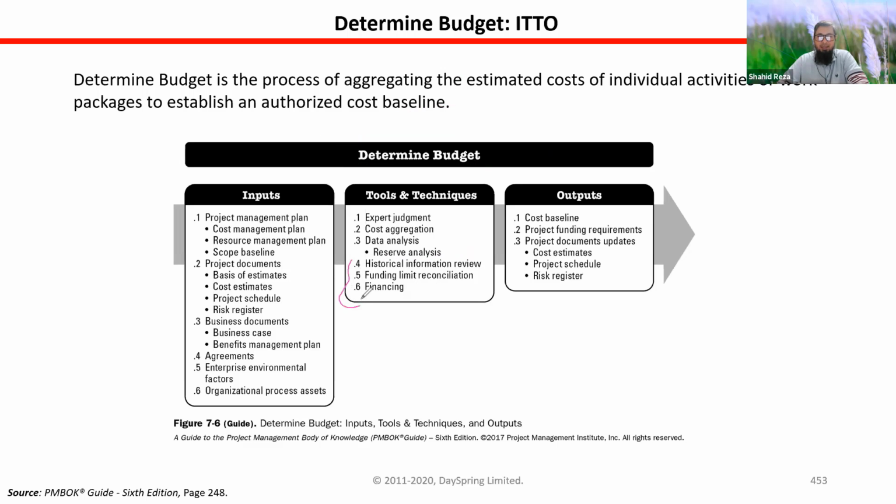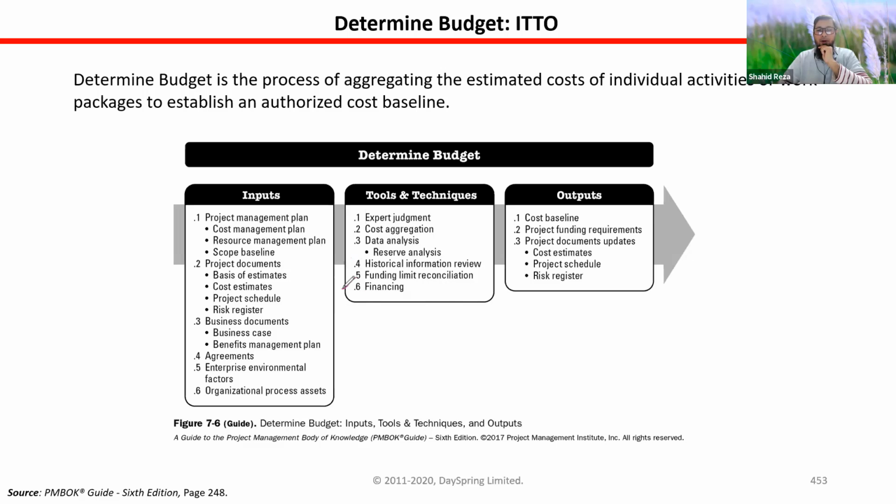Please check these three tools, because all these are very important. One is historical information review. That means if you have any experience of doing a similar kind of project as a project manager, or your organization has experience of doing a similar kind of project earlier, you have to see whether this project budget is historically okay with the earlier projects. Is there any massive difference or not? That is known as historical information review. All right.